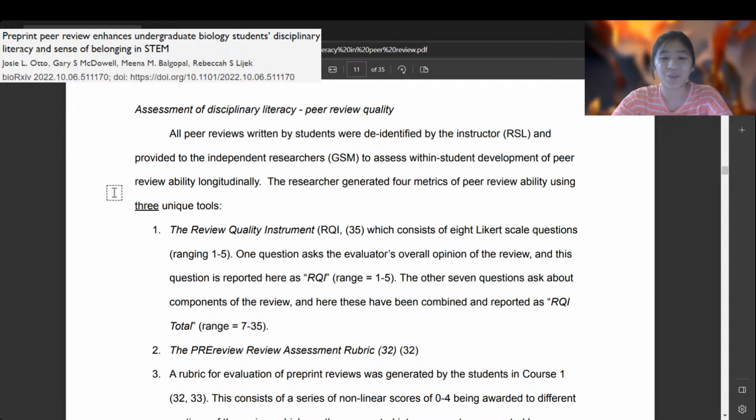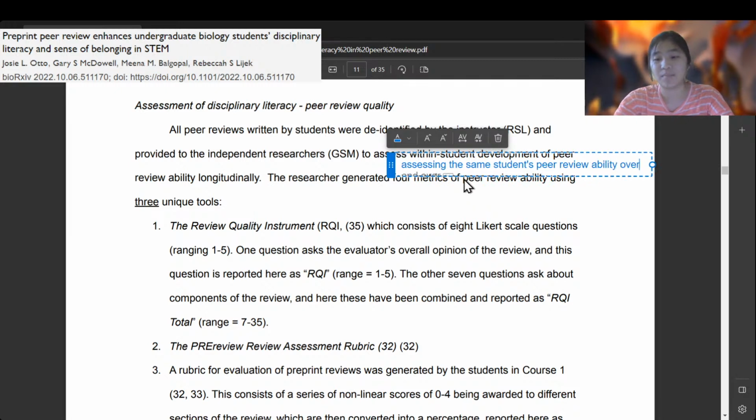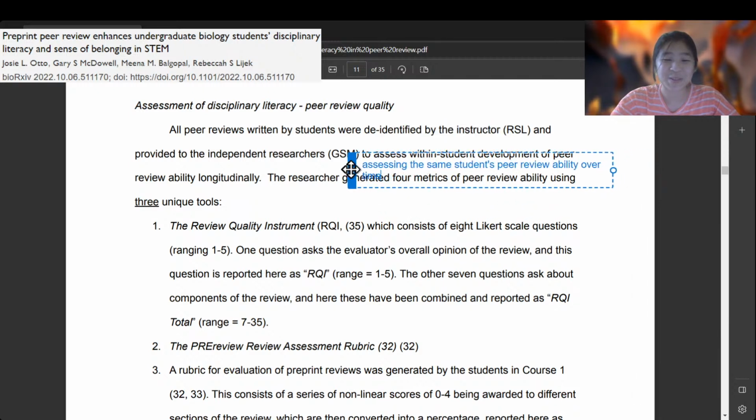Okay, so this is going to get into the more technical aspects. To assess within student development of peer review ability longitudinally, basically, that means you're assessing the same students' peer review ability over time. That's what longitudinally means. I really wish they just used simpler language. This makes it hard to analyze myself.